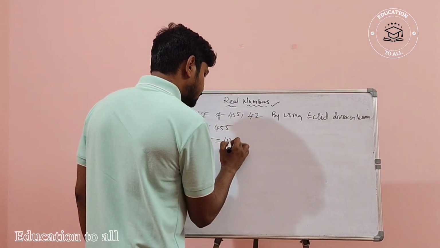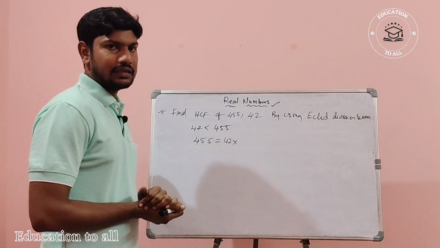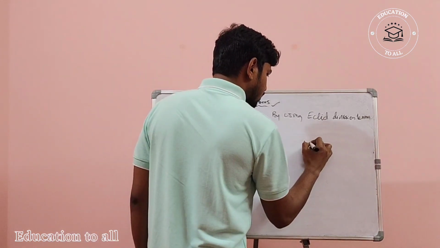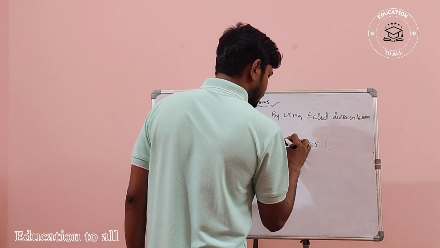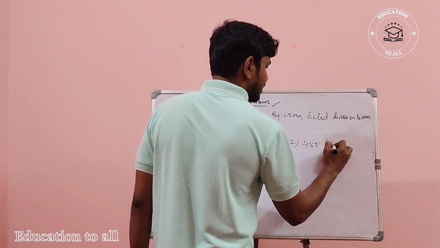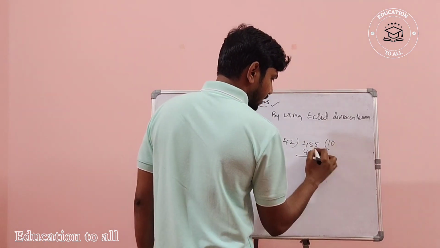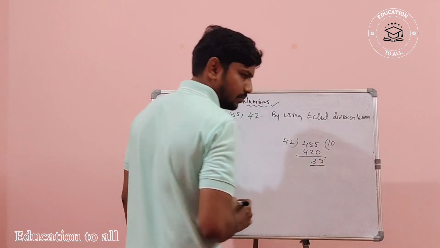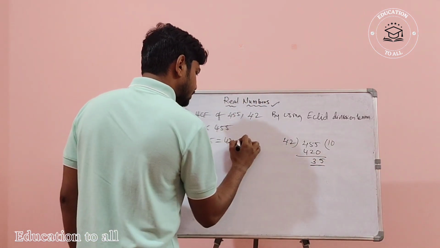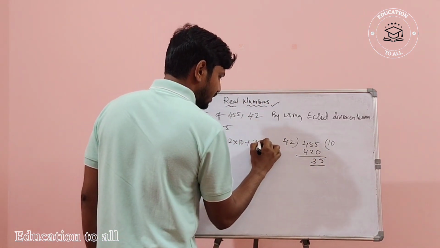How many times does 42 exactly go in? Let us check 455 with 42. In normal division, 10 times gives 420. So the remainder is 35. 455 is equal to 42 into 10 plus 35, and 35 is the remainder.